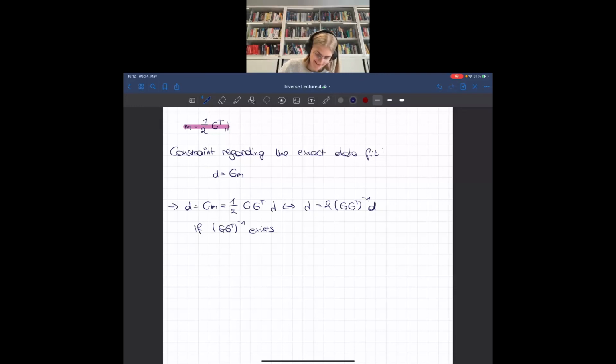But finally, we find the minimum length solution as 1/2 G transposed, again from the thing I've written on top of the slide. And then we plug in for lambda 2 times G G transposed inverse times d. So it is G transposed times G G transposed inverse times d. And that's it, and we are done.